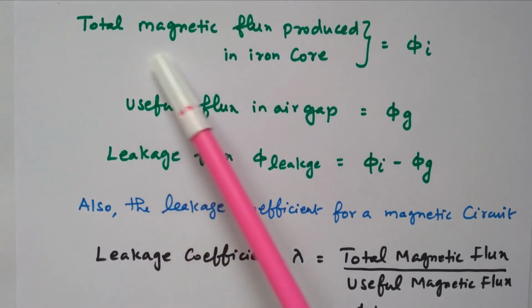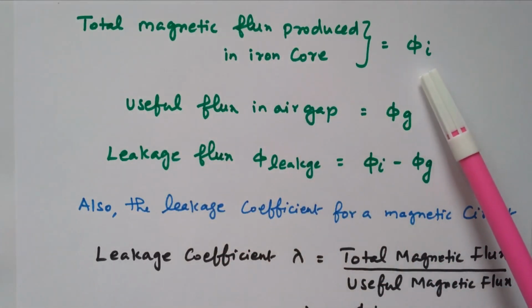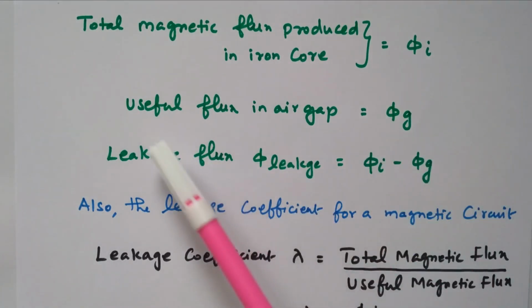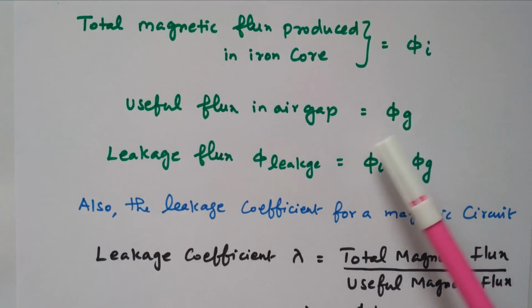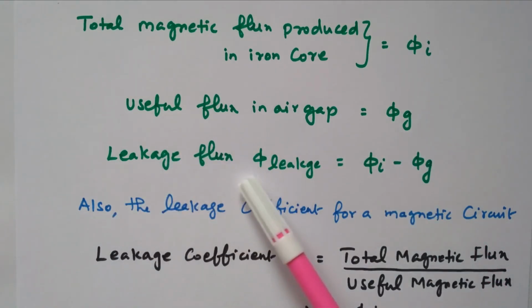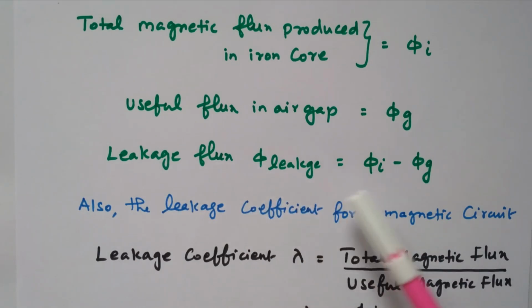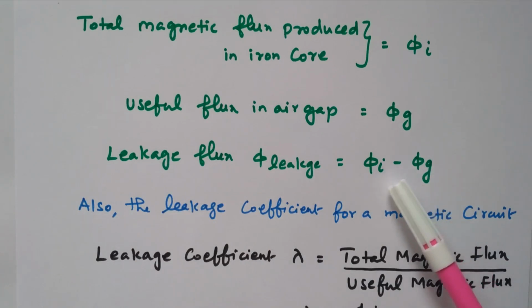Now, we will go for the definition. We will take the total magnetic flux produced in the coil as phi I. Phi I is the total magnetic flux produced in the iron core. The useful flux in the air gap is nothing but phi g, that also we discussed. The flux flowing through the air gap is called a useful flux, that is phi g. So, the leakage flux, phi leakage, is nothing but total flux minus the useful flux. The remaining flux will be the leakage flux, phi I minus phi g.